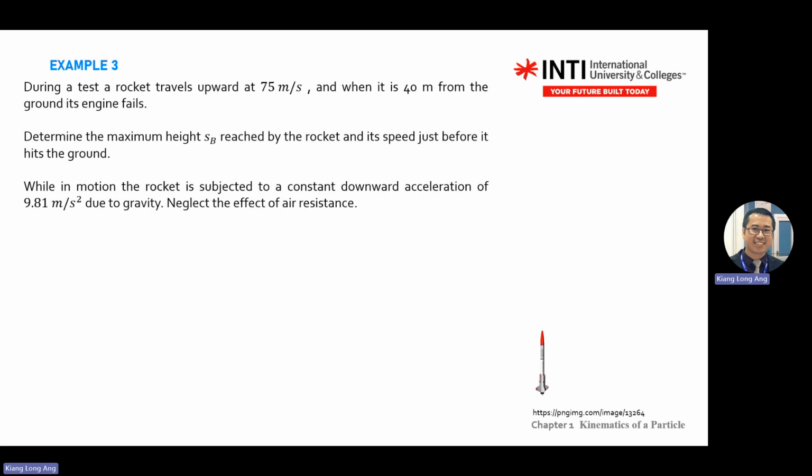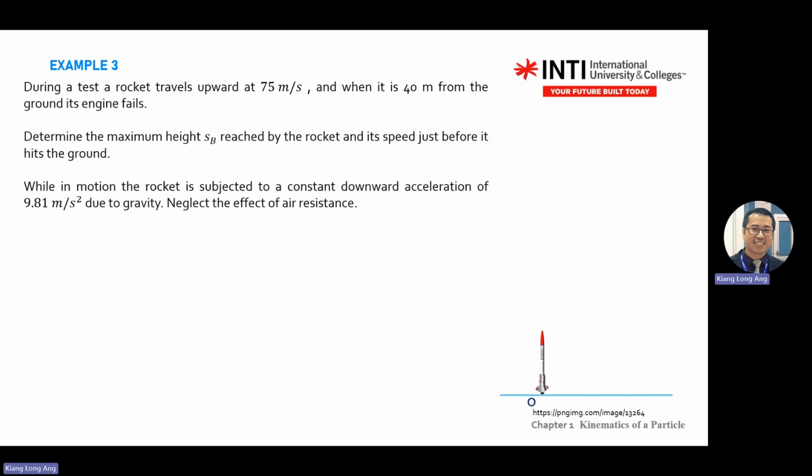While in motion, the rocket is subject to a constant downward acceleration. It gives you this statement, constant downward acceleration. It means you can activate the Newton motion equations, these three. You can straight away use these three to calculate the downward acceleration. Okay, due to gravity, ignore the effect of resistance.